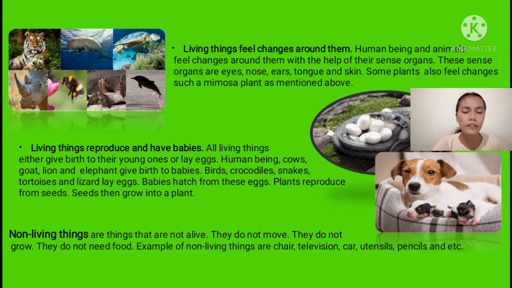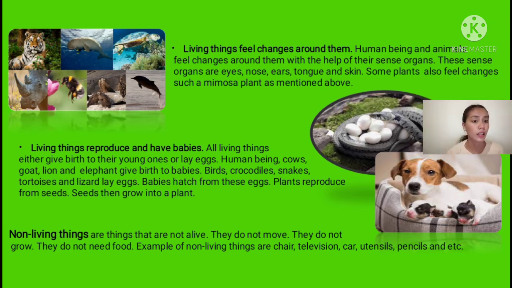Non-living things are things that are not alive. They do not move, they do not grow, they do not need food. Examples of non-living things are chair, television, car, utensils, pencils, and so on. Non-living things are not alive. They do not possess life, they do not have cells, and do not grow or show locomotion or movement. In other words, non-living things are man-made.